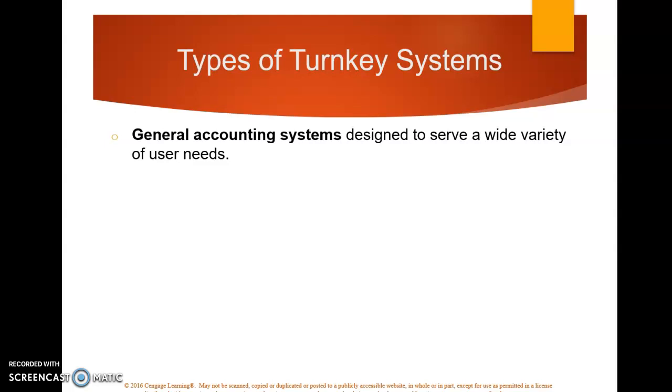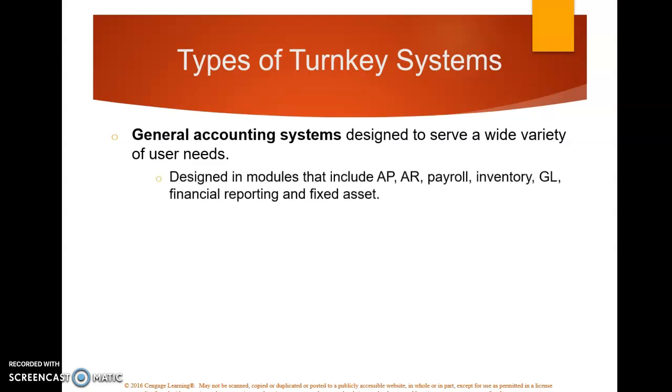Types of turnkey project. The first one is the general accounting system. It is designed to serve common users. Okay. It can be used in retail, it can be used in manufacturing, it can be used in most common business. Okay, that's why it is called general accounting system. Okay, designed in modules where we have basic normal modules like accounts payable, accounts receivable, payroll, inventory, general ledger, and it is able to generate financial reporting and also monitor the fixed assets.